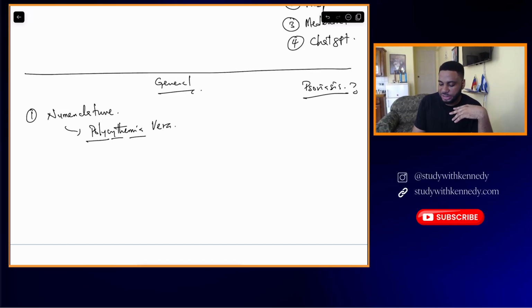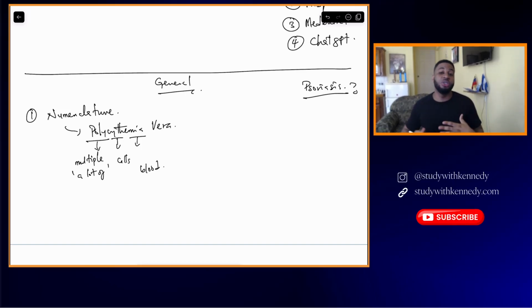Polycythemia. Poly is multiple, cyte is cells, emia is blood, right? Multiple, or a lot of cells in the blood. So polycythemia vera is a condition in which you have a lot of cells in the blood. Now, if you understand the disease already, you know, okay, they are mostly red blood cells, platelets, basophils, whatever, right? But you just know from the name that, okay, this is what this disease is about.